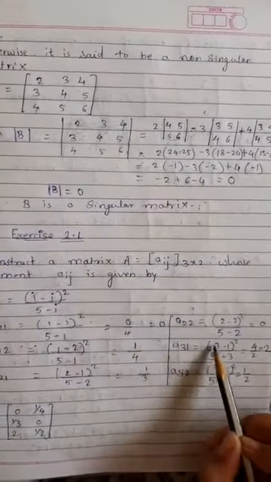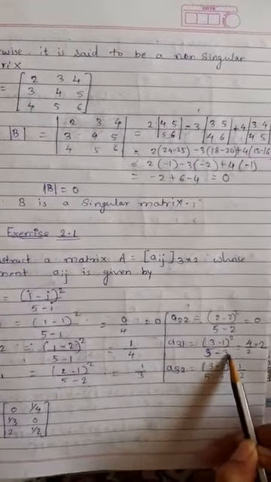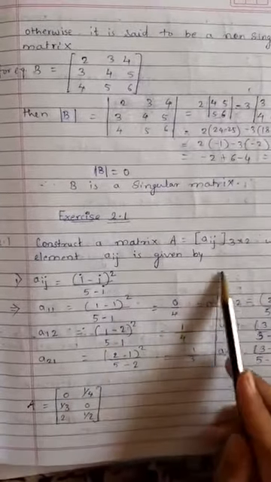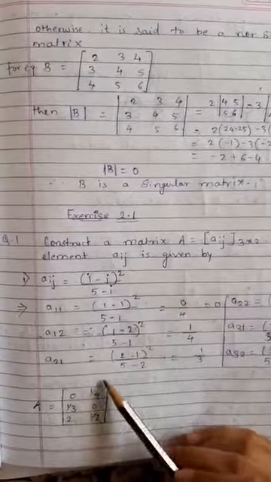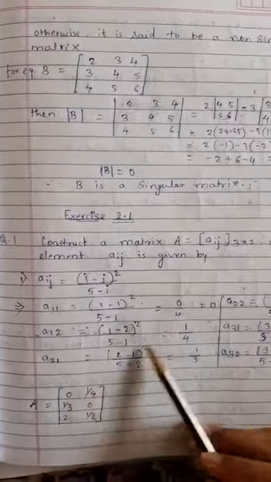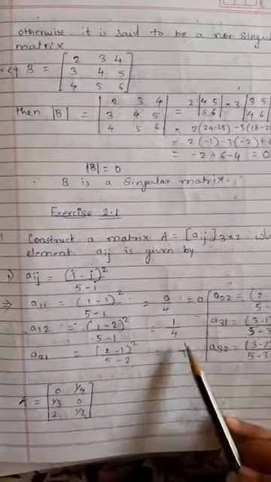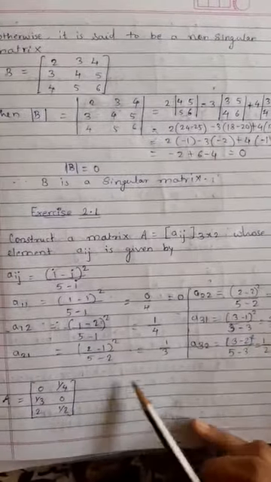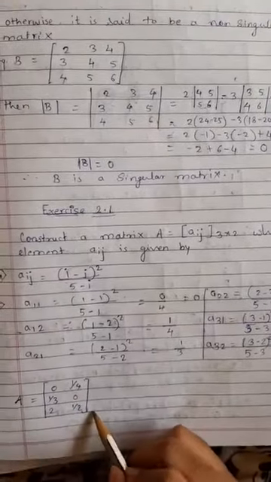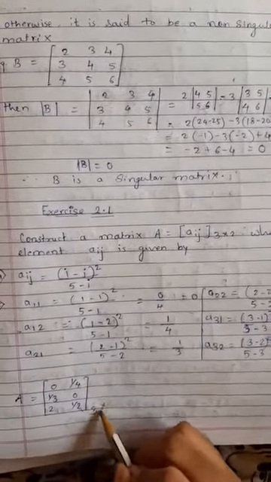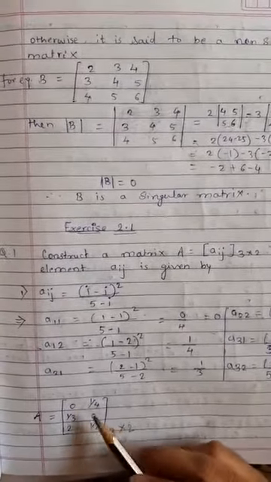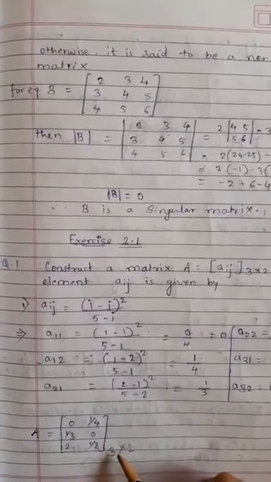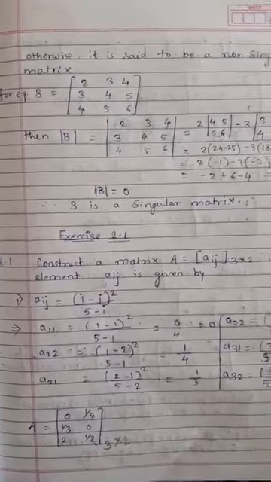A31 is equal to (3 minus 1) whole square upon 5 minus 3. In this way we have calculated and constructed the matrix of order 3 by 2. So 0, 1 by 4, 1 by 3, 0, 4 by 2 is 2, so 2, 1 by 2. This matrix is of order 3 by 2 because 3 rows are there and 2 columns are there, that is why it is called a 3 by 2 order matrix.